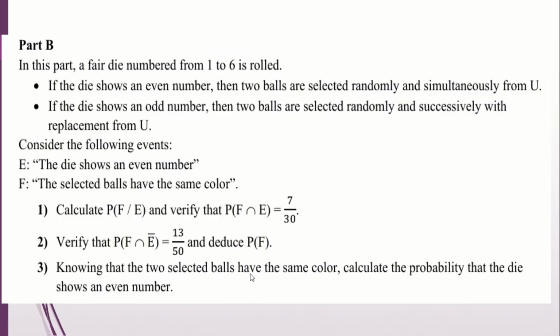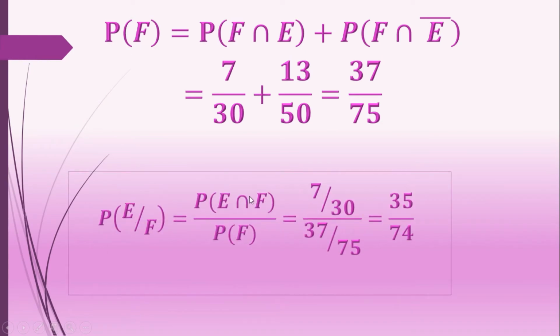Now knowing that the two selected balls have the same color, calculate the probability that the die shows an even number. Here the event F is given, since the two balls are given having the same color. So we should calculate the probability that the die shows an even number, which is P of E given F. Now how to calculate it? P of E given F is P of E intersection F over P of F. We have just calculated both of them. P of E given F is 7 over 30 over P of F, which we have just calculated as 37 over 75. So it's equal to 35 over 74.